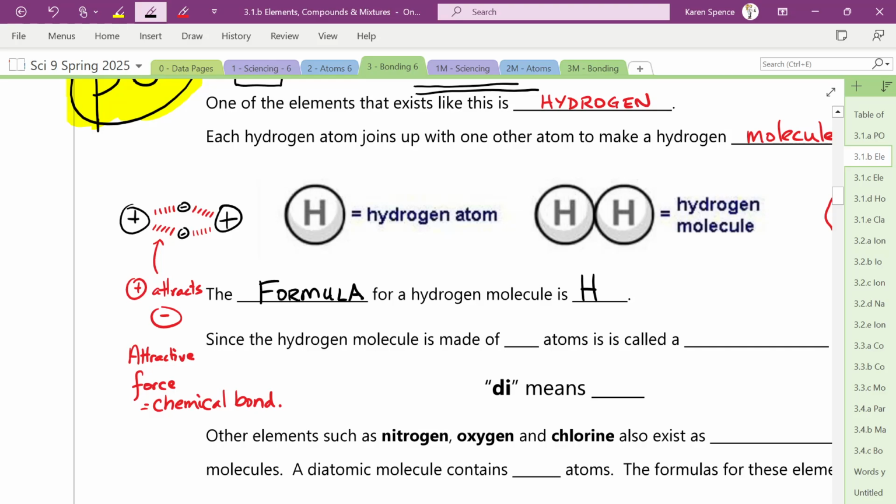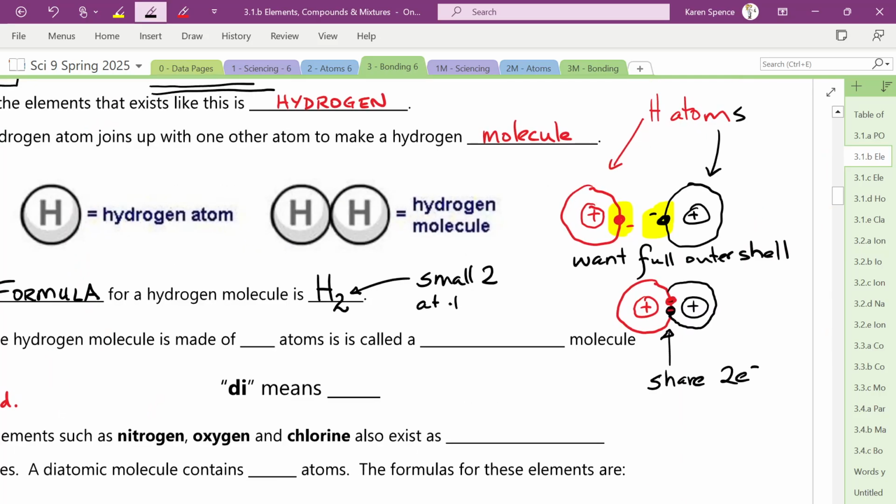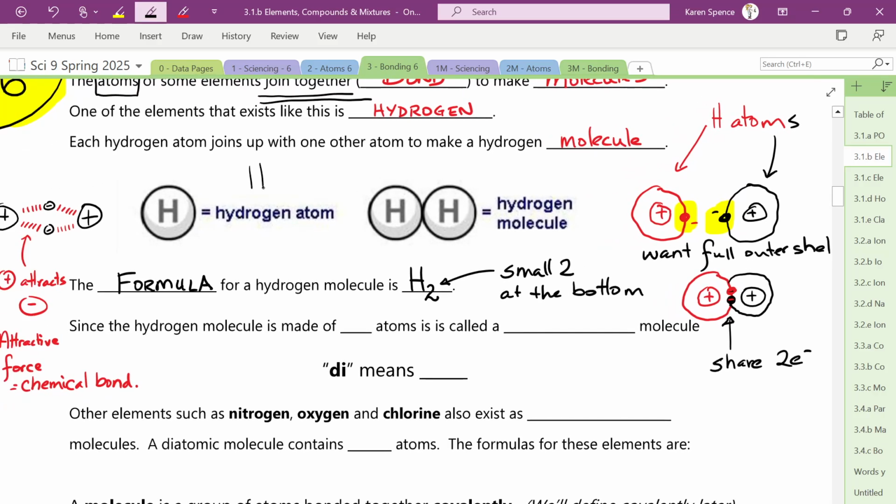It's going to be a little 2, but it's not squared. It's not going to go up at the top. It's going to go down at the bottom. The 2 is a small 2 down at the bottom. So if you're ever looking at H2O, sometimes on things they'll write it like this, but that is wrong. Water would be H with the little 2 at the bottom, O. So anytime we write numbers of atoms, we write them small and at the bottom.